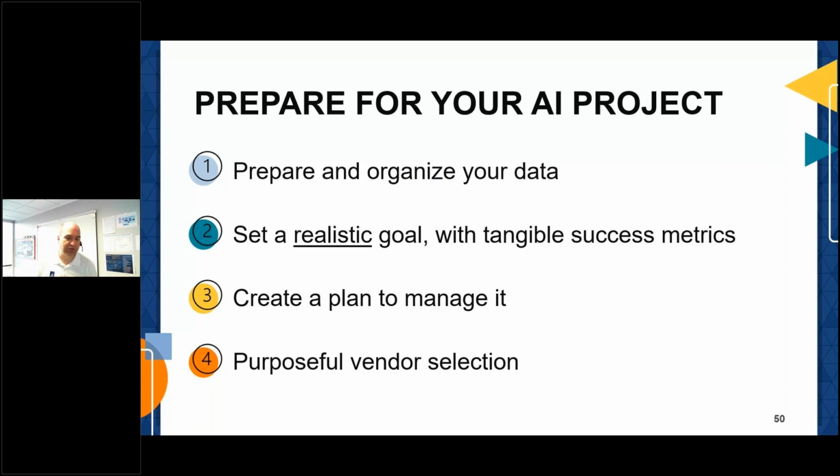And in my case, we used a large language model, natural language processing. There are other types of AI out there, ones that specialize on vision systems, recognition, pattern recognition, projection. In any case, you've got to look at the quality of information available or how the system's going to get the inputs to be able to give you a reasonable amount of outputs. Set that realistic goal, create a plan to manage it, and have purposeful vendor selection.